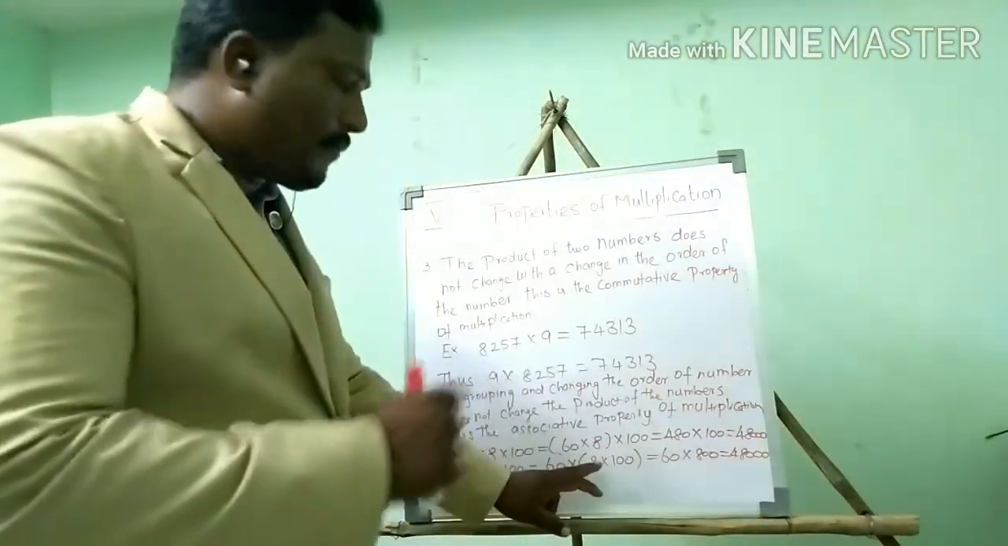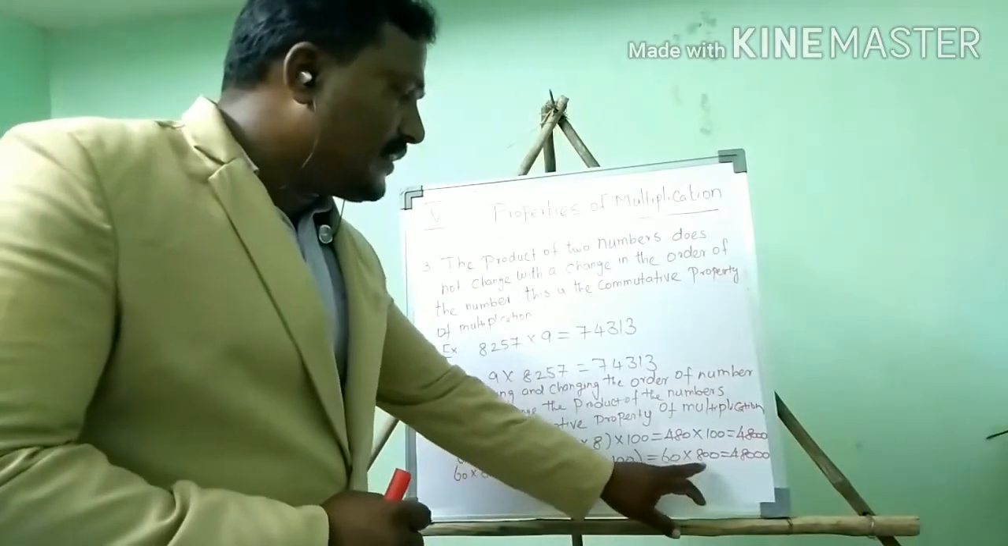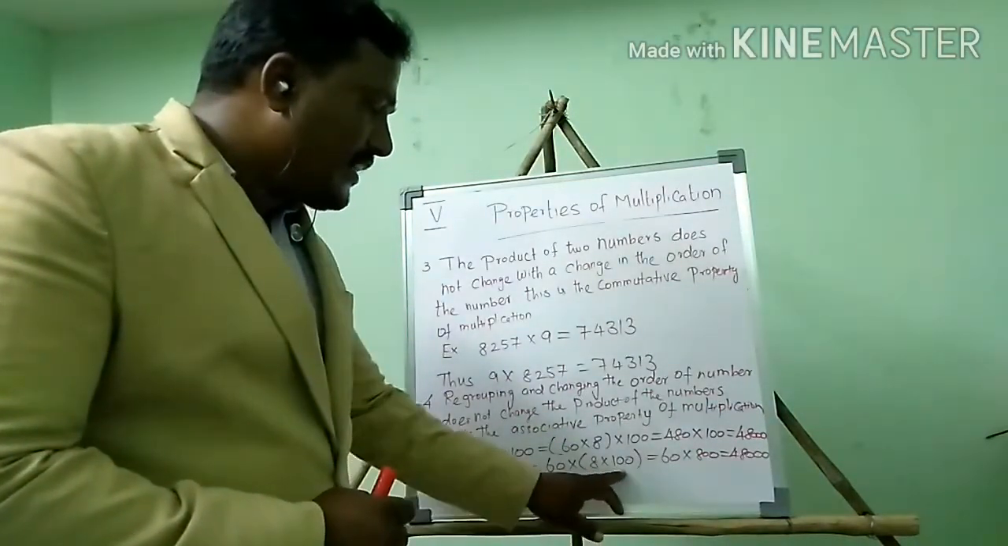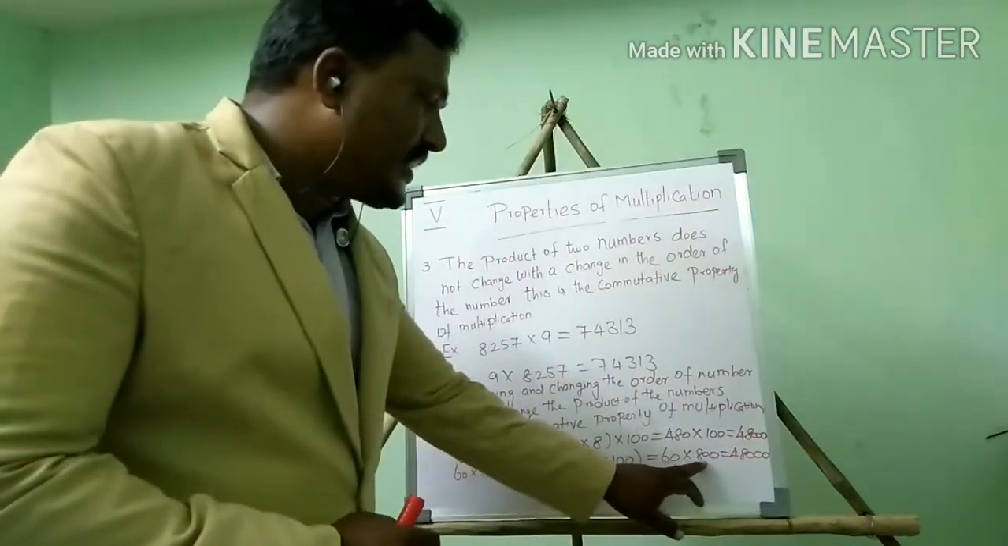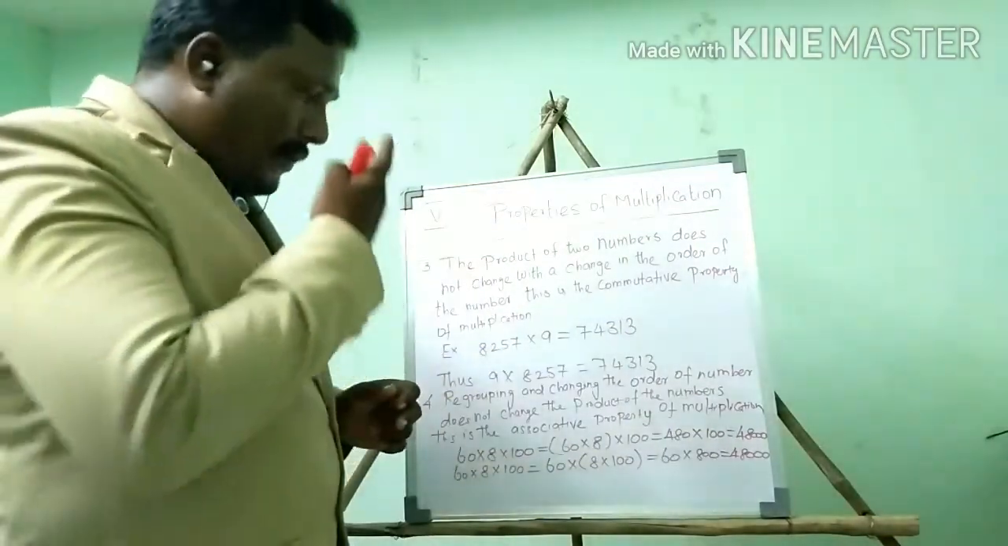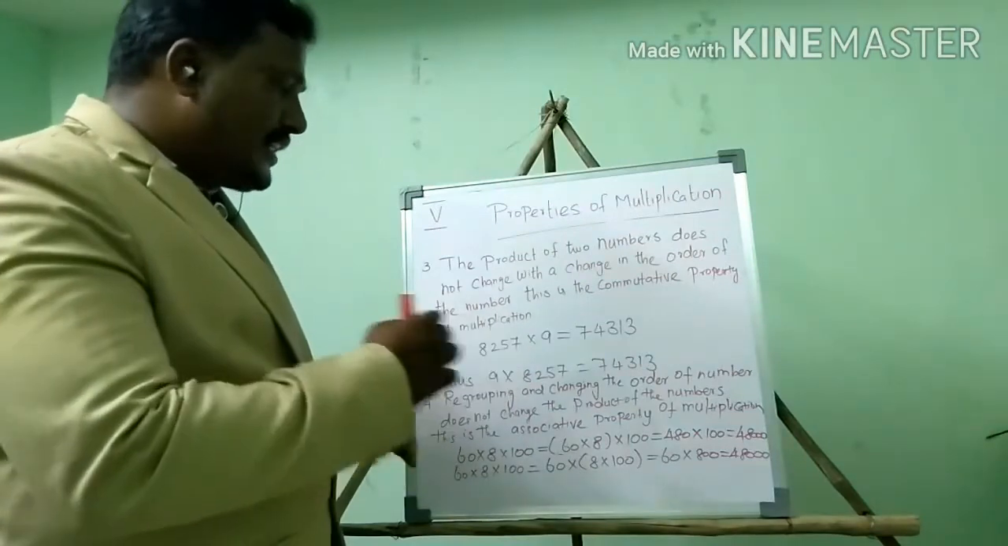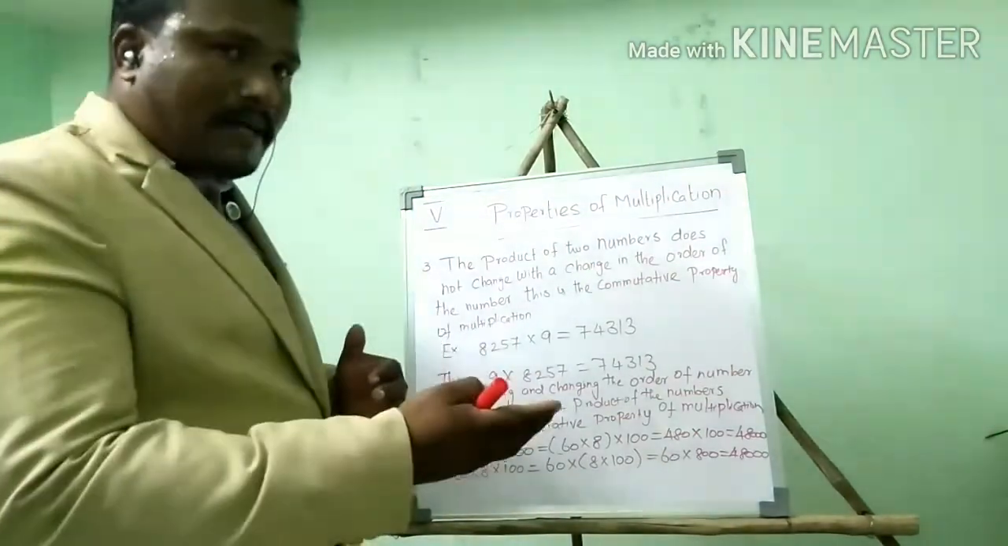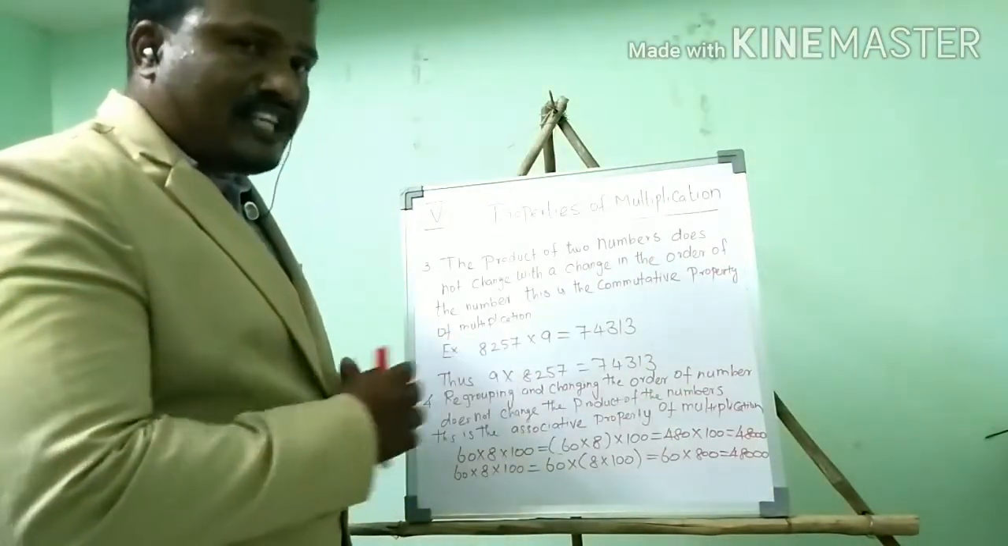So I am regrouping. 60 times (8 times 100), that is 60 times 800, which is 48,000. The answer is the same. That is the fourth property. When you change or regroup the order of numbers, the product does not change. That's the meaning.